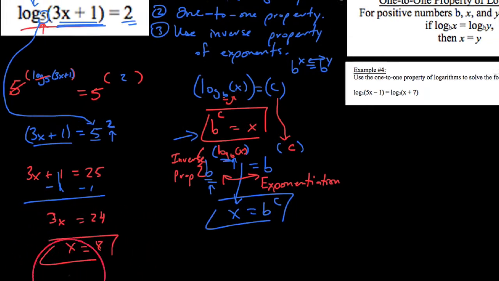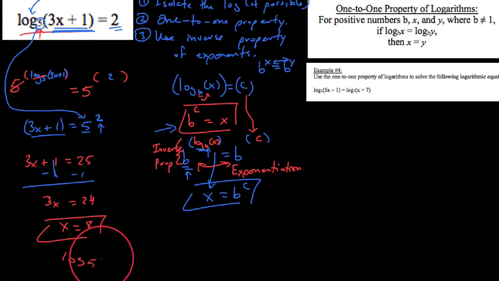And what I want to do is I want to check this also. We say log base 5 of 3 times 8 plus 1 is equal to 2. Well, this gives us log base 5 of, let's see, 3 times 8 is 24, plus 1 is 25, equals 2. And I think that this is a very true statement. As a matter of fact, I say 5 to the what power equals 25? Well, 5 to the second power.